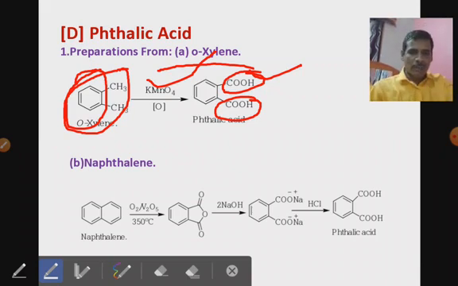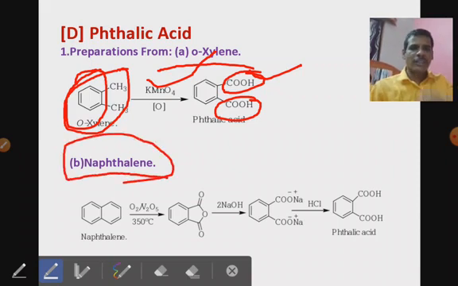See the second method of preparation. In the second method, naphthalene is used as the starting material. We know that naphthalene is a simple aromatic compound. When the vapor of naphthalene is passed over vanadium pentoxide in the presence of oxygen at 350 degrees centigrade, out of the two benzene rings, one benzene ring undergoes oxidation and gives phthalic anhydride.